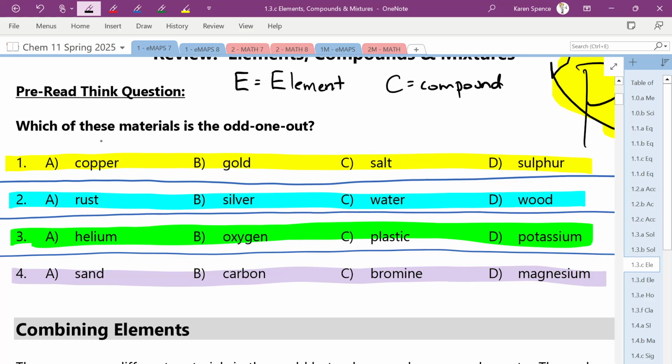Does anyone know the symbol for copper? Cu. Is that a capital U or a lowercase u? Lowercase. The first letter of an element always has to be a capital, and if there is a second letter, it must be a lowercase. Gold, Au. Salt, NaCl. So we have capital N, lowercase a, and then capital C, lowercase l. That is sodium chloride.